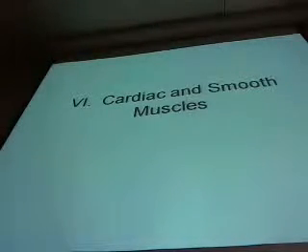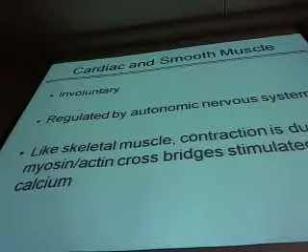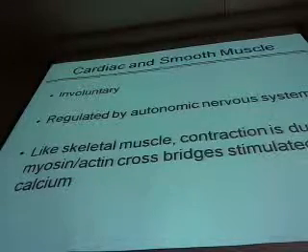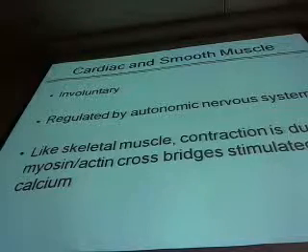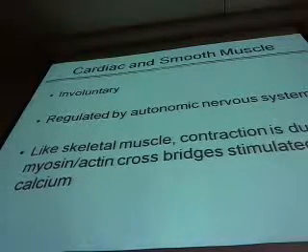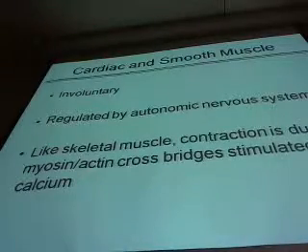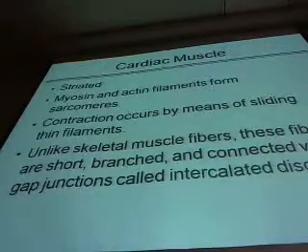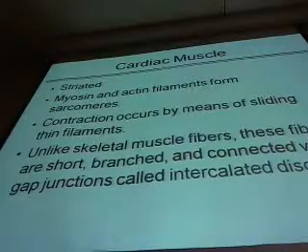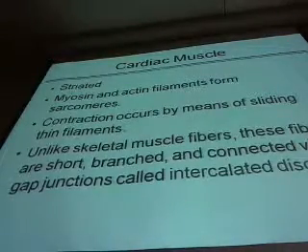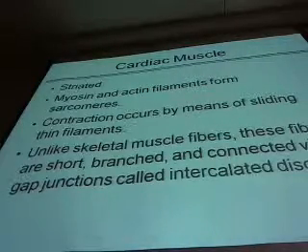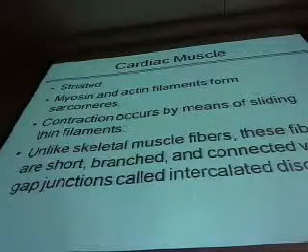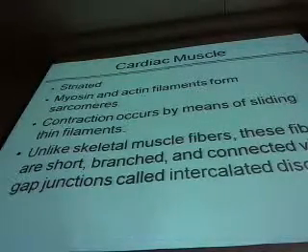Okay, cardiac and smooth muscles. Cardiac and smooth muscles are involuntary, regulated by the autonomic nervous system. Contraction is due to myosin active cross bridges and stimulated by calcium. Cardiac muscles are striated. Look at them under a microscope: they're striated. They have the actin and myosin filaments forming sarcomeres. Contraction, again, occurs by means of the sliding filaments, which is what we saw before.